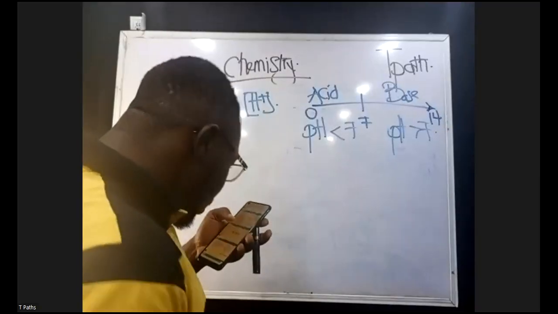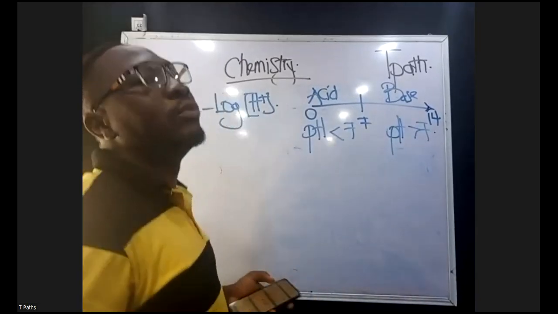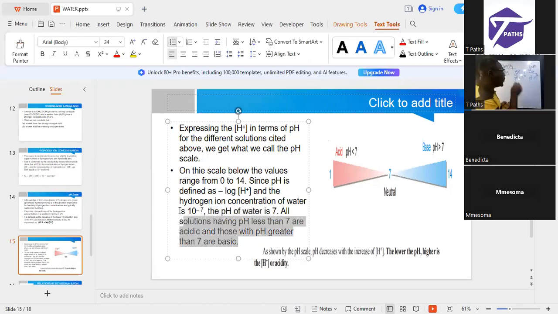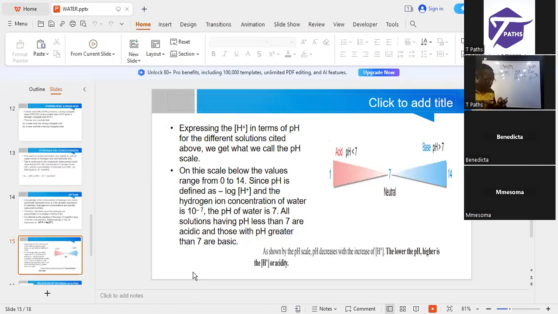Now, that's what they said. The pH of water is 7. So all solutions having pH less than 7 are acidic, and those with pH greater than 7 are called basic. I love what is underneath that scale: as shown by the pH scale, pH decreases with the increase of H+. So as the amount of hydrogen ion increases, pH will decrease. Please let's know this: the lower the pH, the higher the hydrogen ion concentration or acidity.